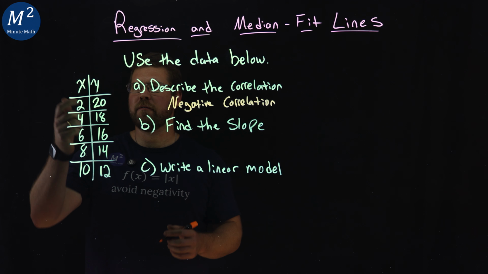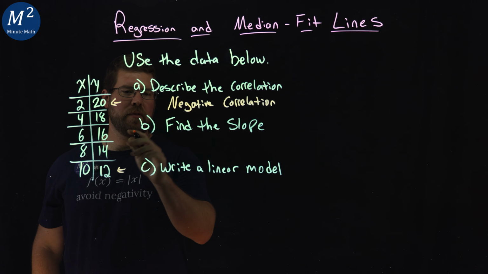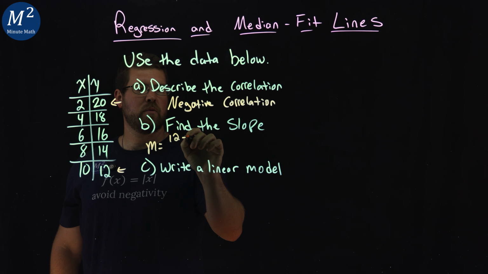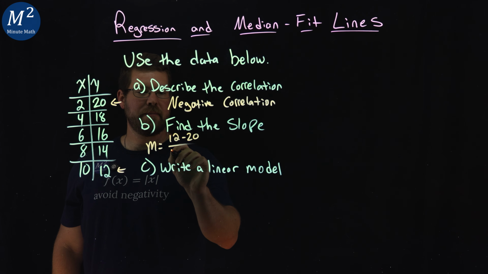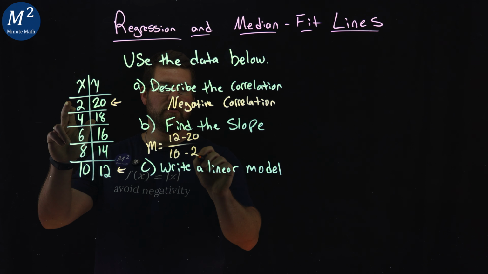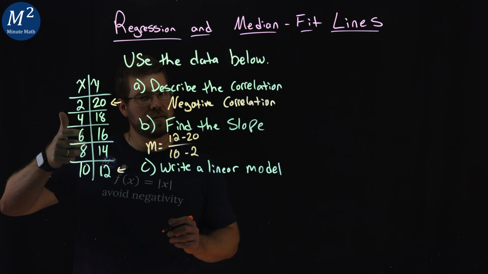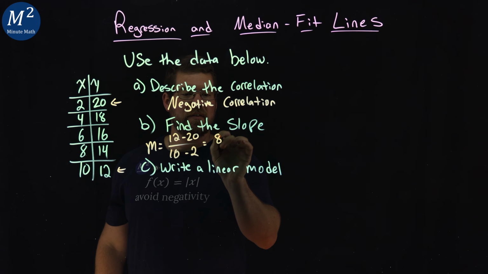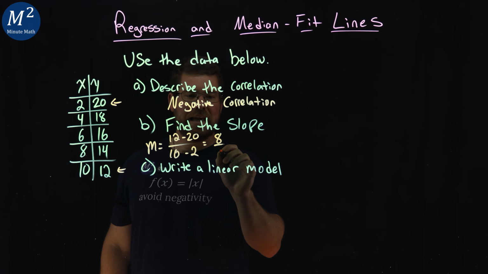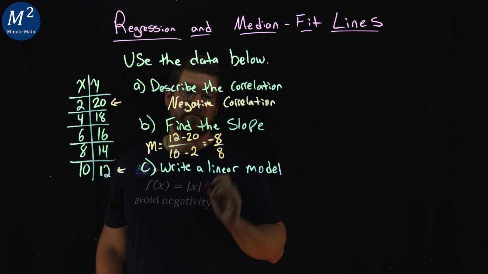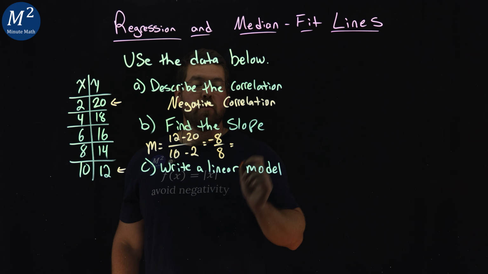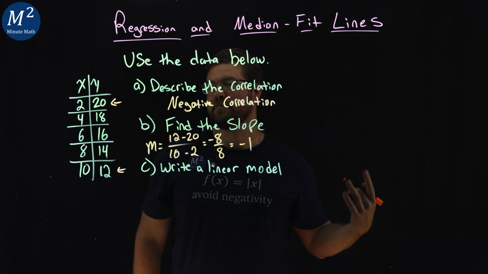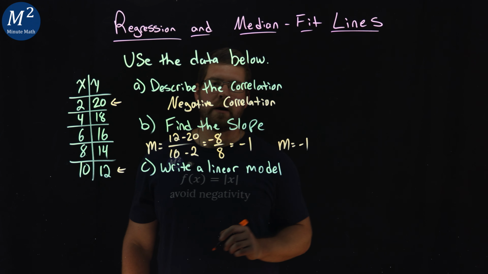Well, we want to find the slope. Let's pick 2 points, our first and our last point. Let's do that. So m equals y2 12 minus y1 20 over x2 10 minus x1 2. Make sure you have your first and last point lined up. Don't mix them up. Then simplify. 12 minus 20 is a negative 8. 10 minus 2 is an 8. Negative 8 over 8 simplifies to be a negative 1. Remember, any number over itself is 1. We have the negative, negative 1. So our slope is negative 1.